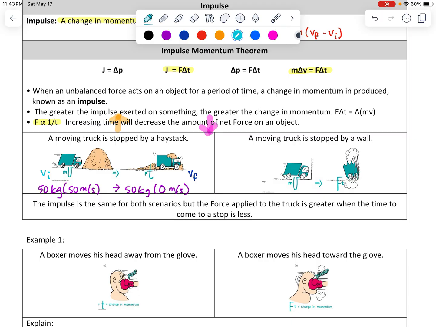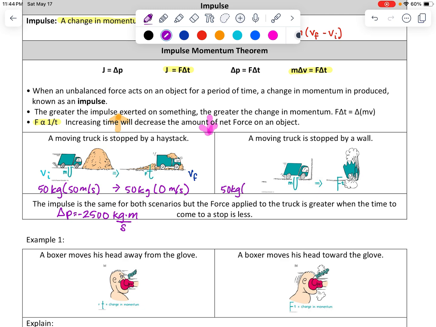Okay, and we can see that the change in momentum is 2,500. It's actually probably a negative 2,500 kilogram meters per second, right? Because it's actually the opposite of the direction. My velocity ends up being negative, and so I get a negative momentum, which, remember, just means that it's opposite the direction.